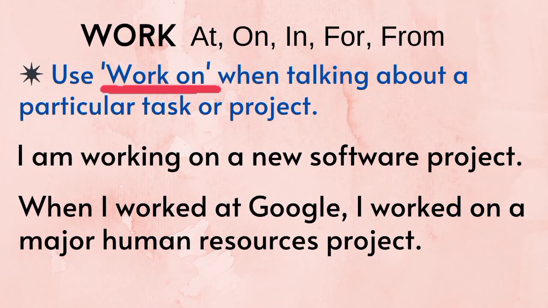Use work on when talking about a particular task or project. For example, I am working on a new software project. Working on. When I worked at Google, I worked on a major human resources project.